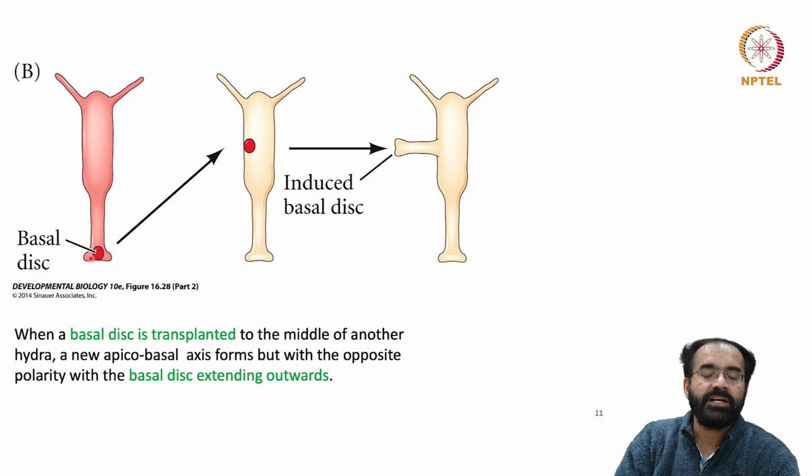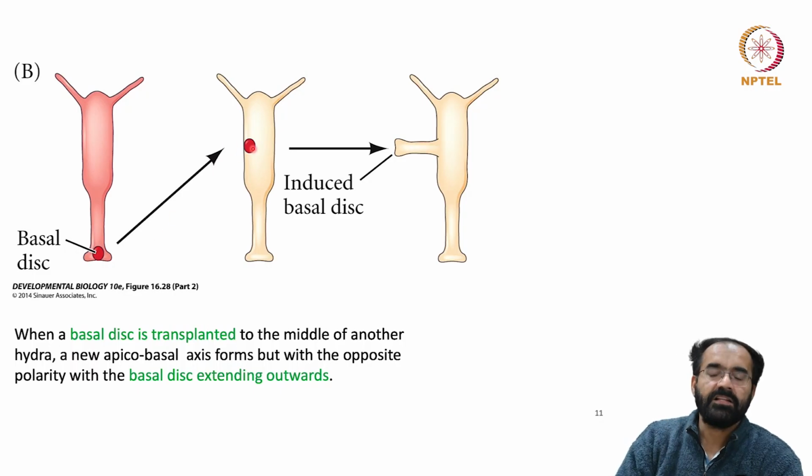Took another donor Hydra, took the foot and attached it into the same belly region. And you see, what do you see? Now, instead of a head coming out, you see a foot that is coming out. That means there is a hypostome. There is a basal disc has got another gradient.